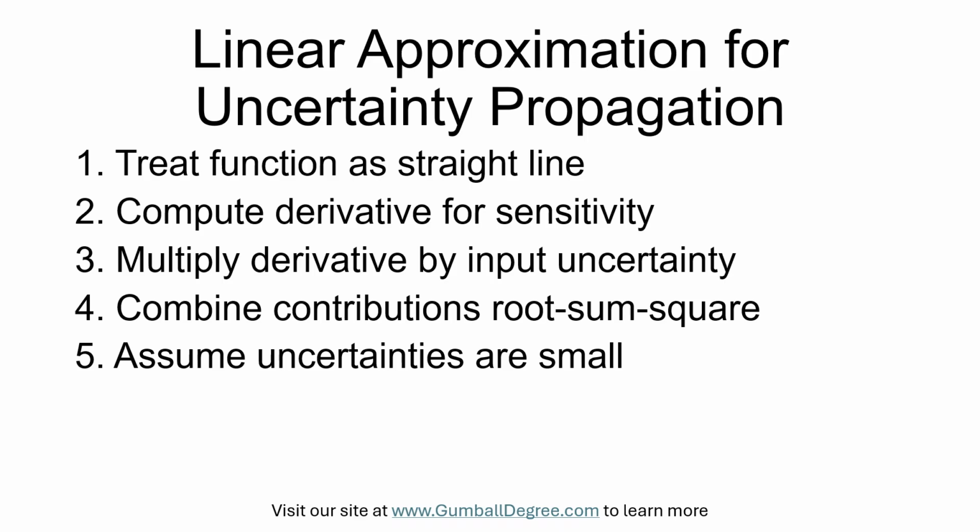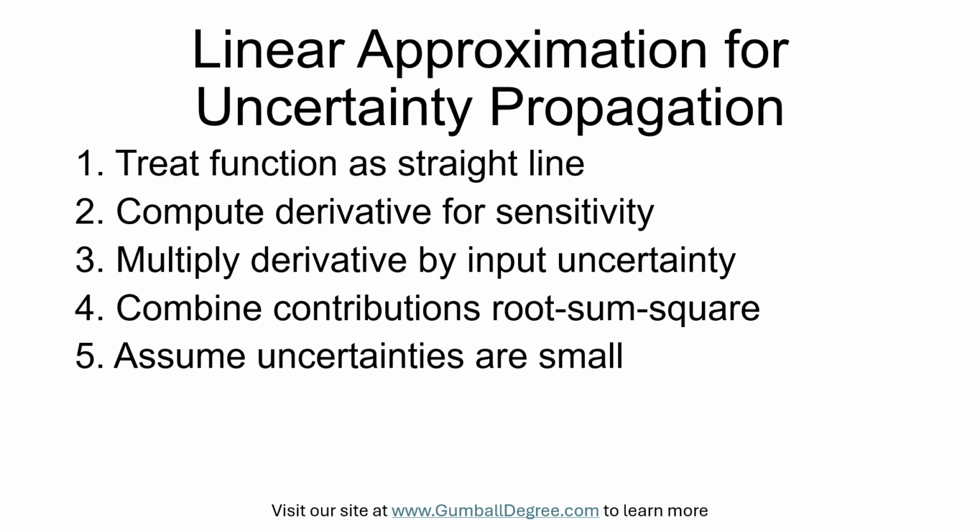Imagine you have a recipe, and one ingredient amount might be a little off. Linear approximation treats the function that turns ingredients into the final dish as if it were a straight line near your best guess. So small changes produce predictable, proportional changes in the result.